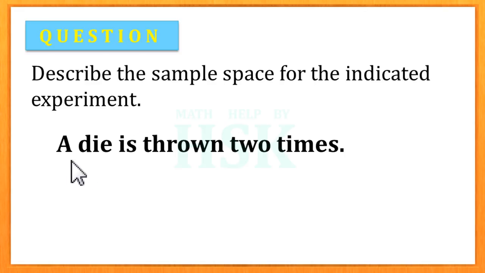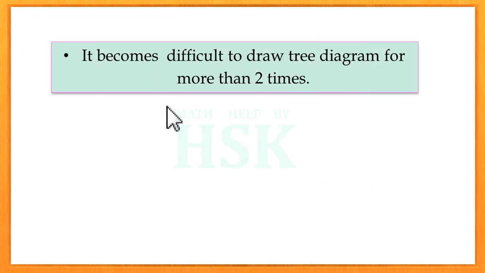The given experiment is: a die is thrown 2 times, and for this experiment we have to calculate the sample space. Before solving the question, it should be noted that when it comes to rolling a die more than 2 times, a tree diagram becomes difficult to draw.